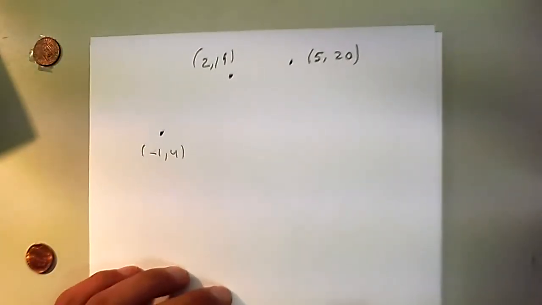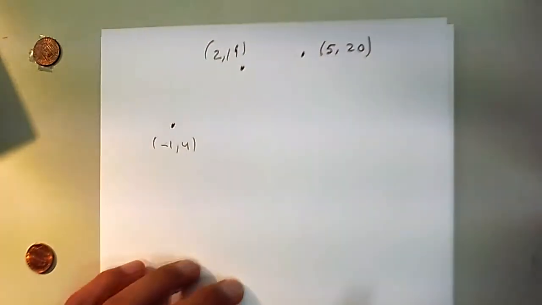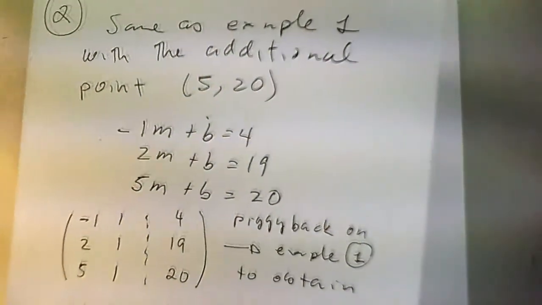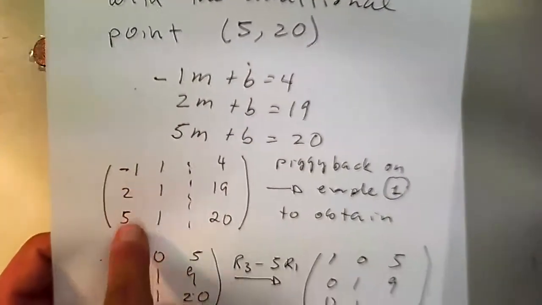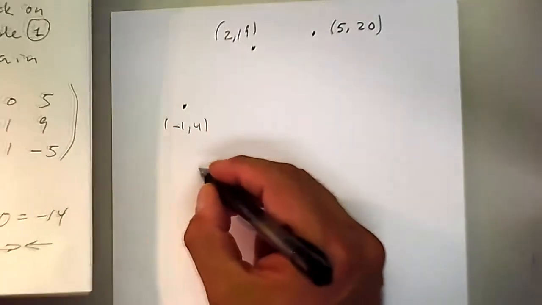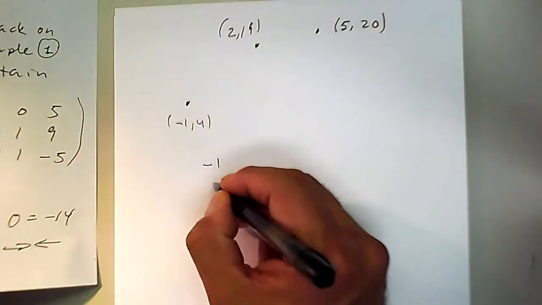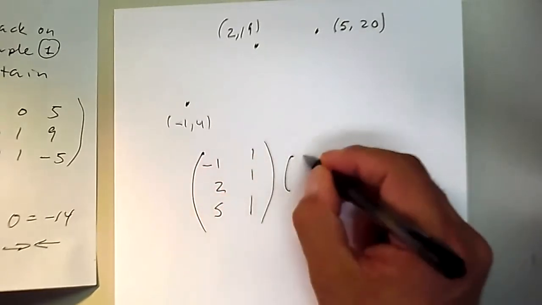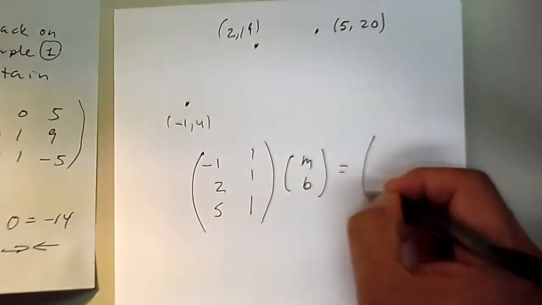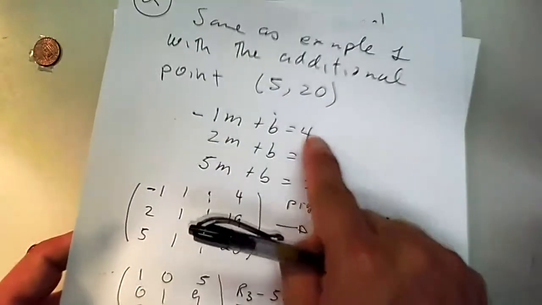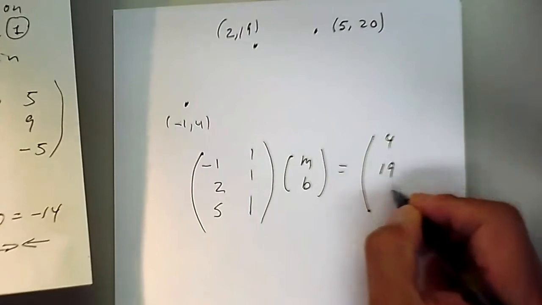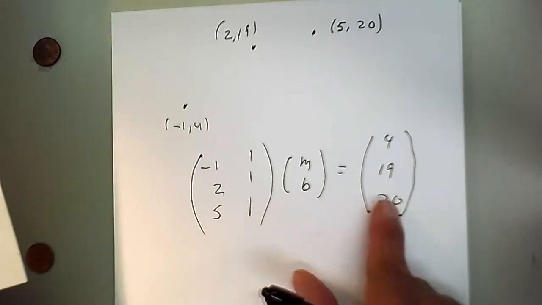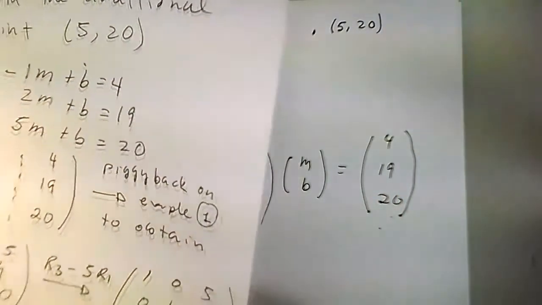So m and b are going to be, okay, so let's look back at the problem we had in example 2. So we have those 2 matrices, those 2 columns. Let me write it as a matrix problem. So negative 1, 2, 5, 1, 1, 1 multiplied with [m, b] should give us 4, 19, 20. And there is no solution as is. Again, there's no solution. And the reason is this.